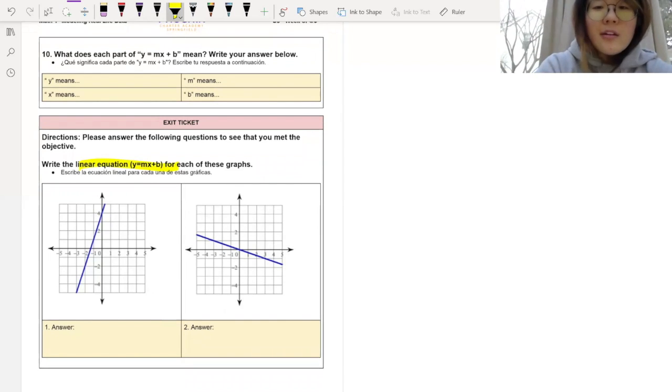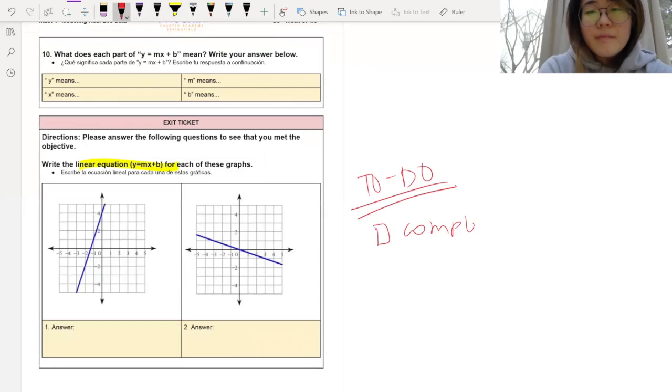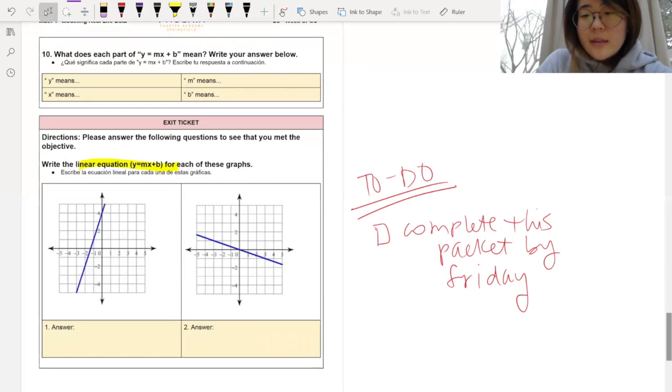So let me just write down your to-do. Complete this packet by Friday, which I believe is going to be 4/10.